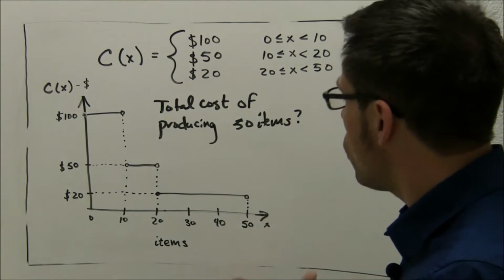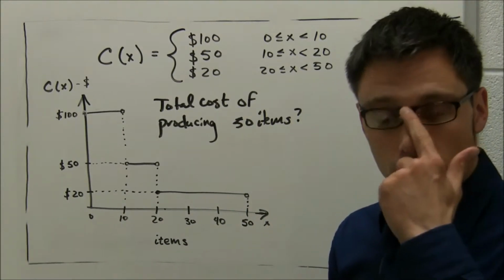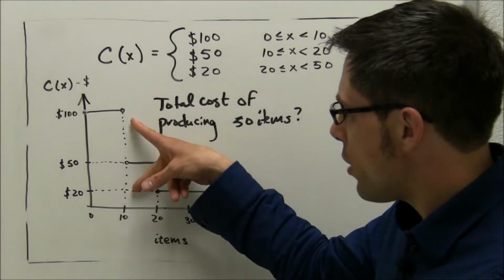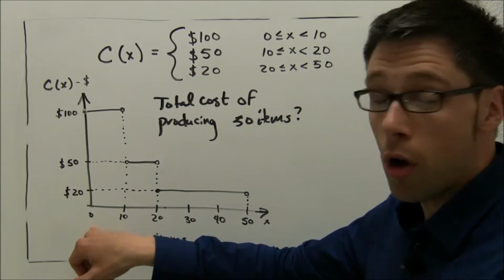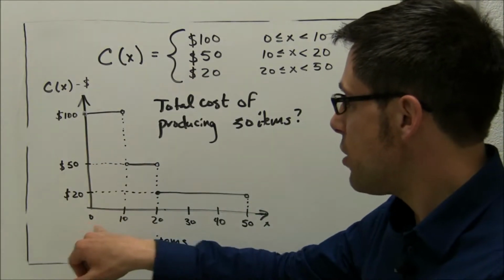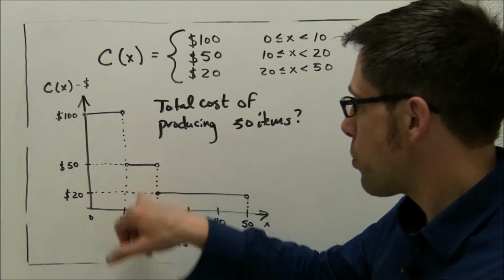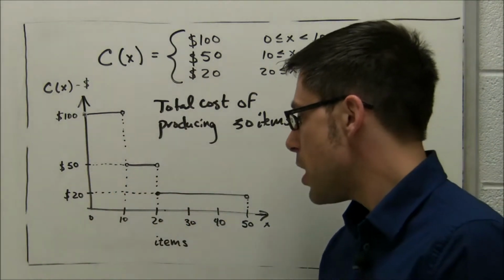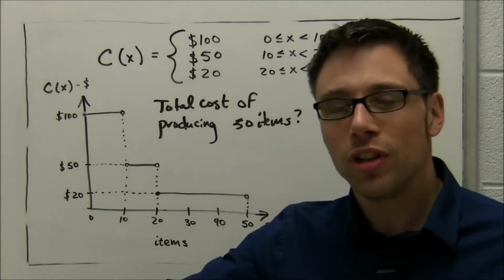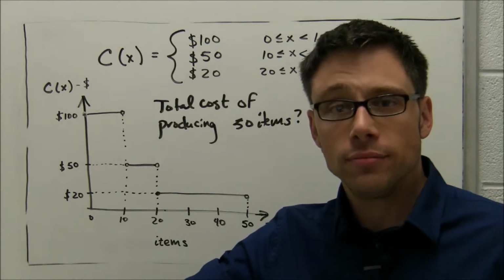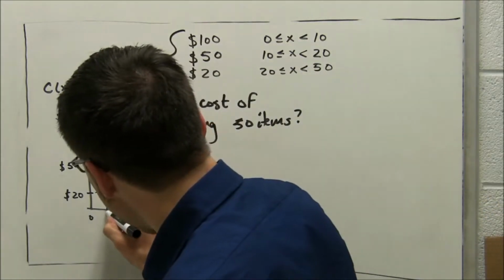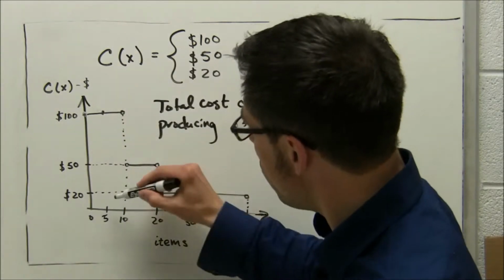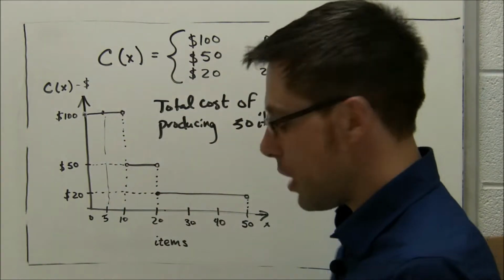To compute the total cost of producing 50 items, it's going to cost $100 per item for all items produced between 0 and 10. It's going to cost $50 per item between 10 and 20, and $20 per item between 20 and 50. So all I've got to do is add up the total number of items that I'm producing. In fact, if I produce 5 items, for each item I have to spend $100, if I take this value up. It's $100.